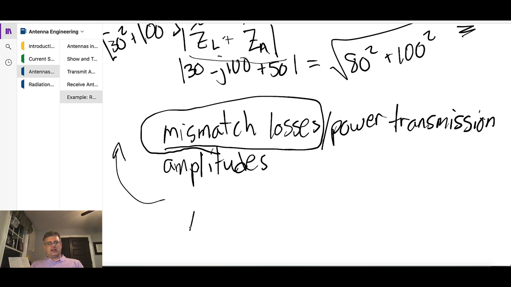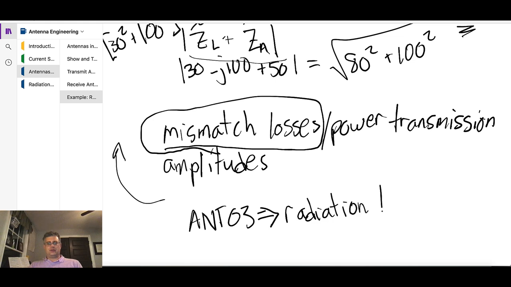So, next lecture, Antennas 03. And this is where we start doing a little bit of radiation theory, en route to a discussion on the Hertzian dipole. So I look forward to seeing you back for that one as well.